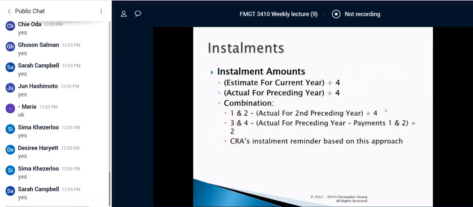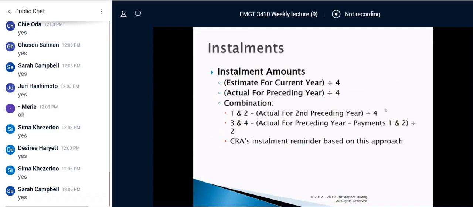So under the combo method, it says for the first 2 payments, take whatever you owed in 2017, my second preceding year, divide that by 4. And that will become the payment for my first 2 payments in 19. Then it says for payments 3 and 4, look at the amount owing in 2018. Take that amount, back out whatever was paid in your first 2 payments. Take that remainder, divide that by 2, and then those are the amounts you pay in 3 and 4.